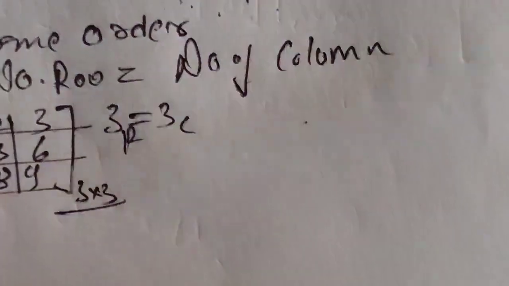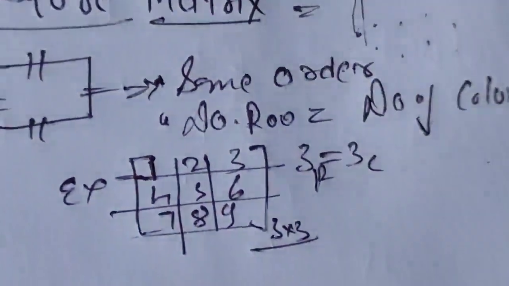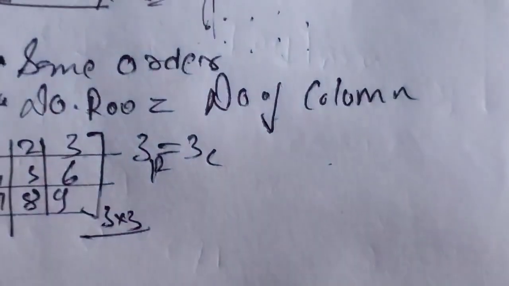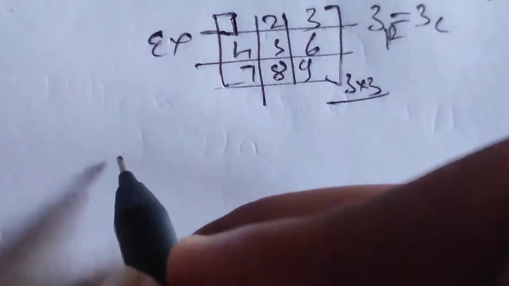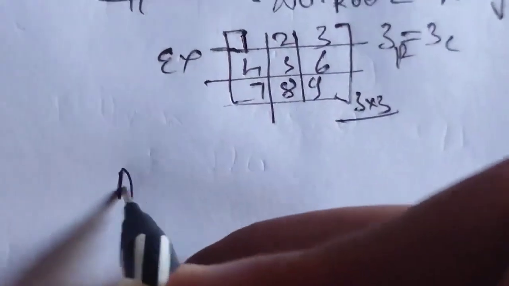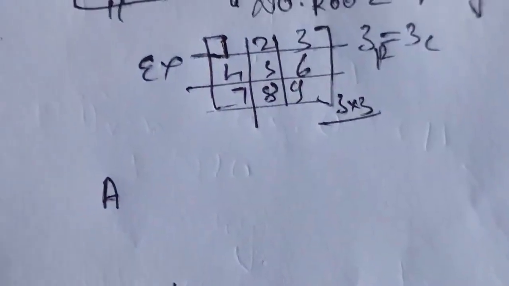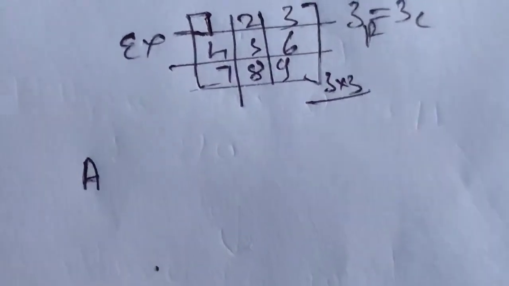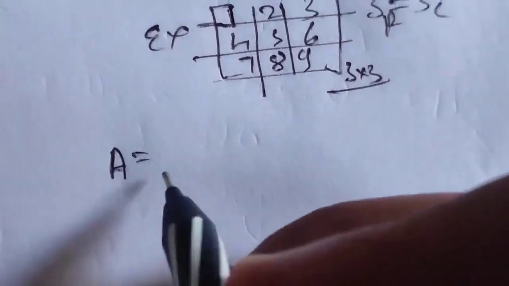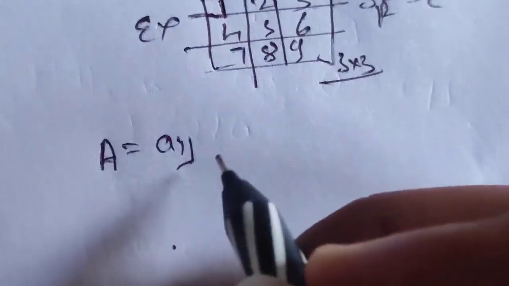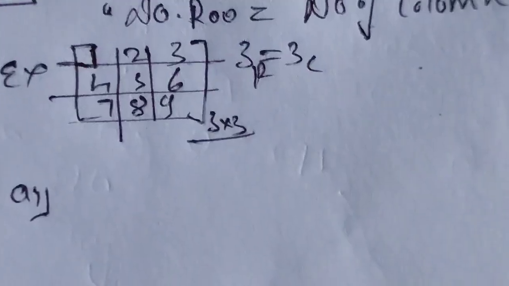So now the definition: the order is the same, the number of rows is equal to the number of columns. Now let's talk about the definition in mathematical terms. If A is a matrix, we denote any matrix by a capital letter and its elements by small letters of the English alphabet. Suppose A is our matrix, then a_ij is our general term.